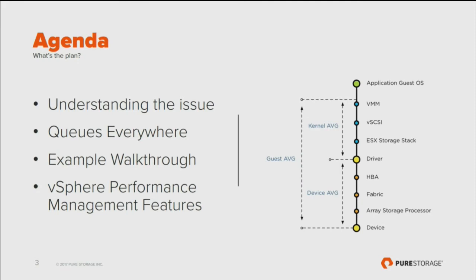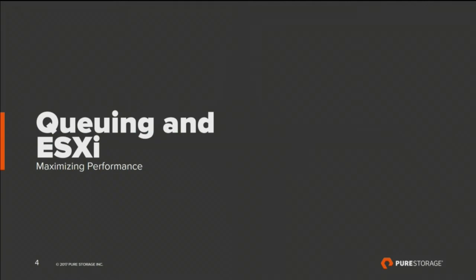So let's get into it here. First, let's understand the issue: what queuing is and what that really means from a storage perspective. Then the different queues inside of ESX, and of course a walkthrough of a troubleshooting situation, one that I commonly see customers go through. If I have this problem, where do I look to solve it, and how do I actually solve it? And then we'll talk about a couple of vSphere performance management tools and also some array-based tools that can allow you to control this in a more dynamic fashion, and how those work.